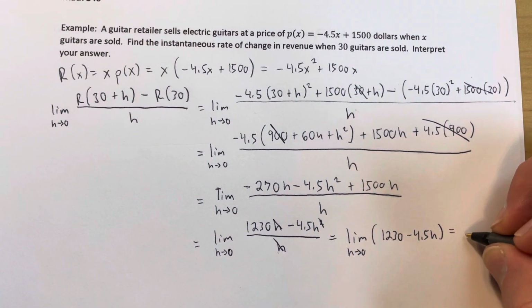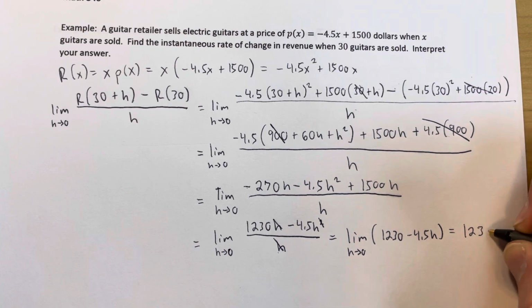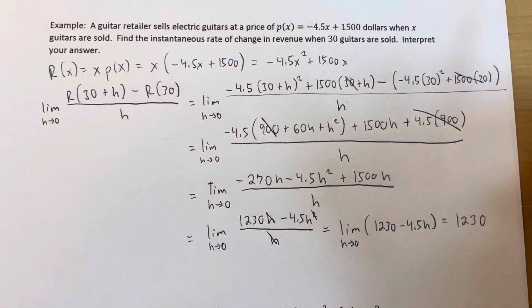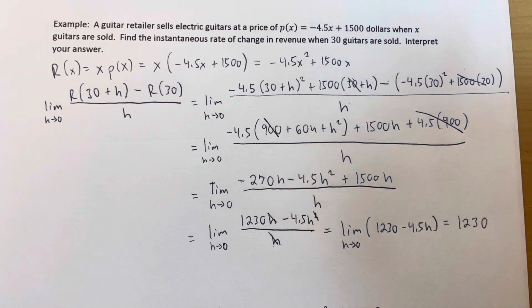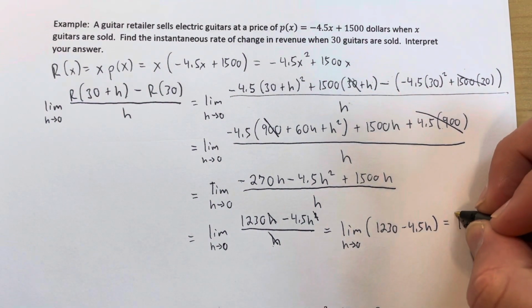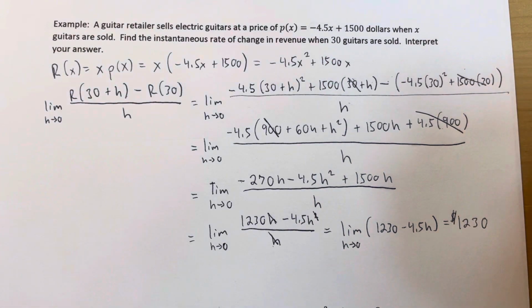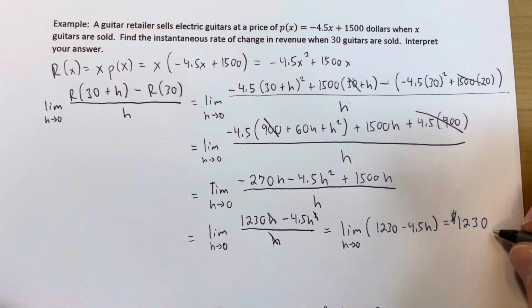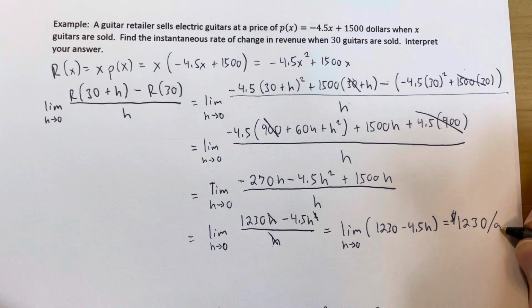So this is equal to 1230. We need context because it's an application problem. We need units specifically. It's revenue, which is measured in dollars, but specifically it's a rate of change in revenue. So my output is dollars, my input is guitars. $1,230 per guitar.